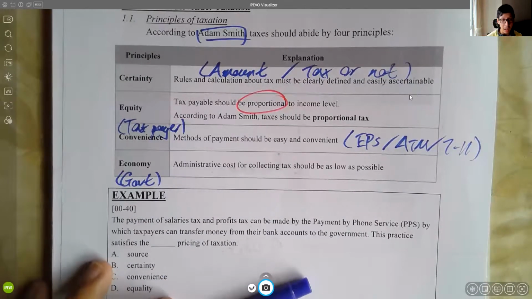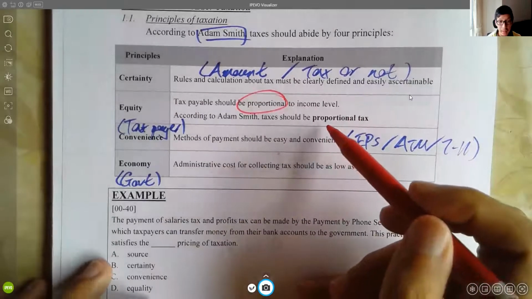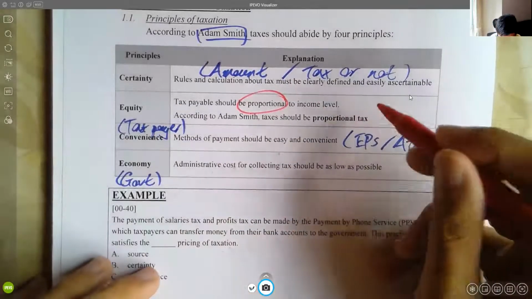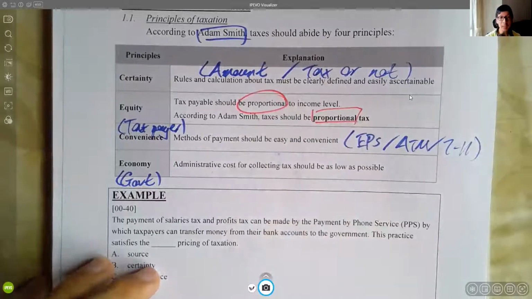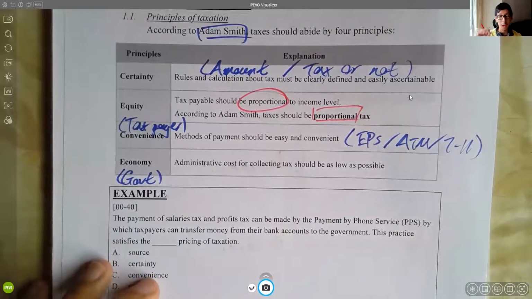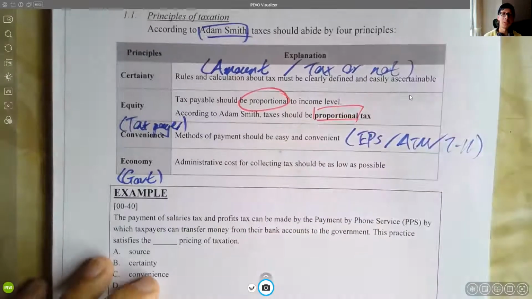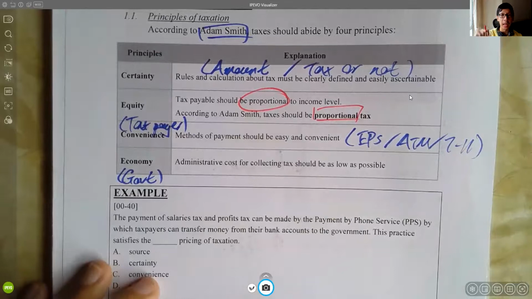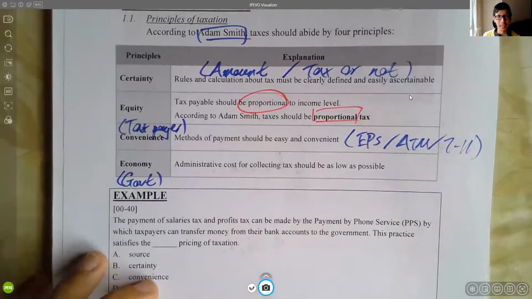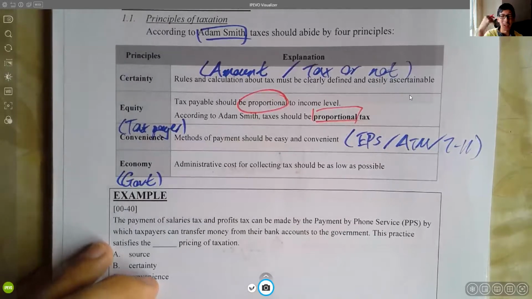But then, according to Adam Smith, the tax should be proportional in nature. Later on, in our next video, we will talk about proportional, progressive, and regressive tax. According to Adam Smith, only one of them, proportional tax, would be in line with the equity principle. So remember this. This is rather strange, right?